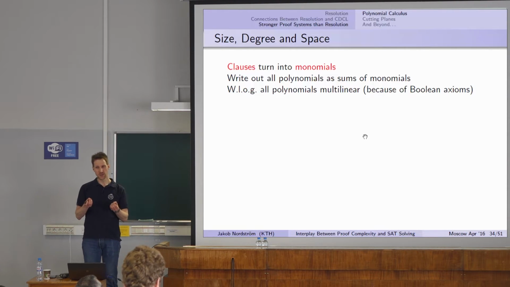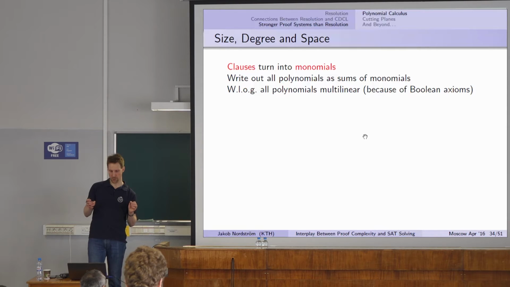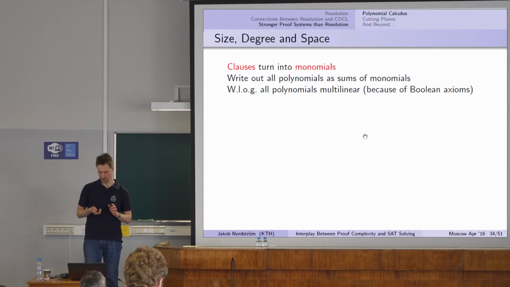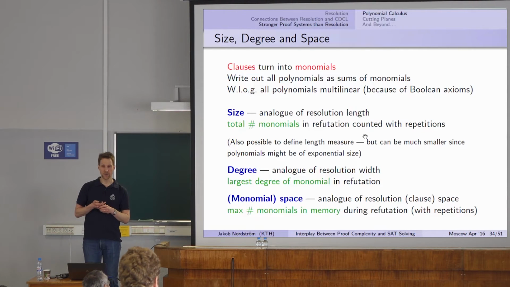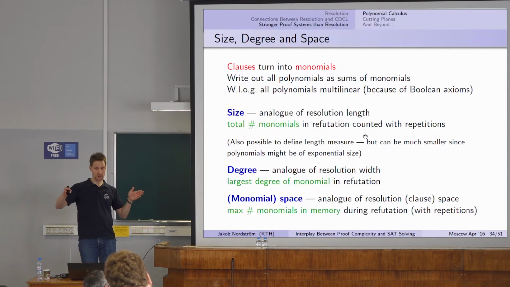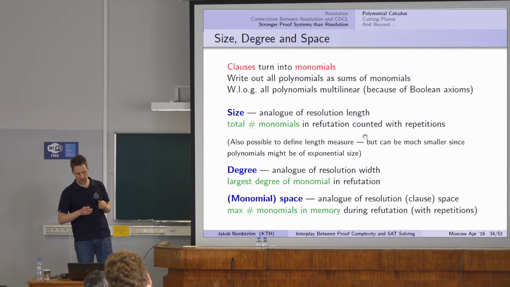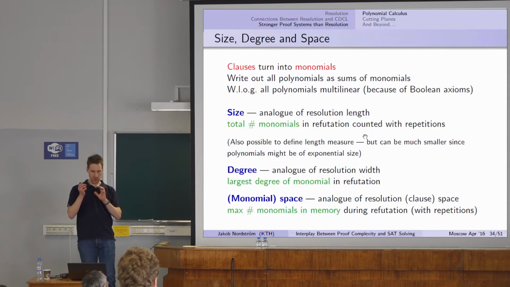Well, clauses that we had in resolution, we saw they turn into monomials. So in resolution, we were always counting clauses, so it's natural now always to count monomials. So let's write out all our polynomials as sums of monomials, and now we're going to count monomials. So then size is just the total number of monomials in a proof or in a refutation. The width of a clause will turn into the degree of a monomial, right? So width now sort of corresponds to degree, and space, before we were counting the number of clauses, now we'll count the number of monomials in memory. Okay? So all the definitions are exactly the same, except you count monomials instead of clauses.